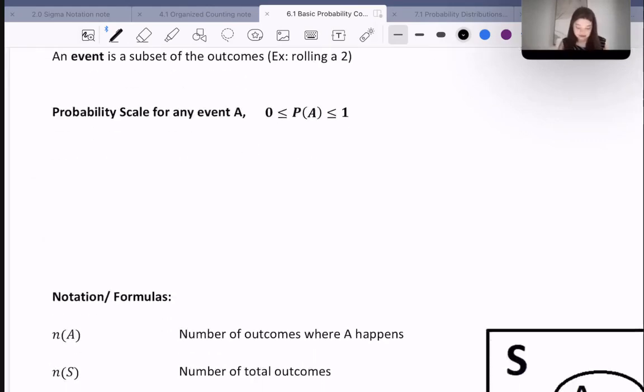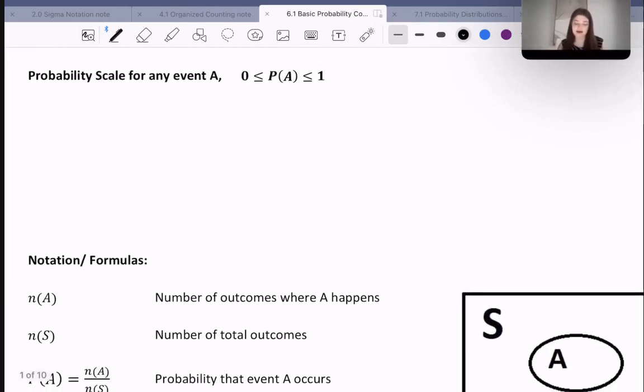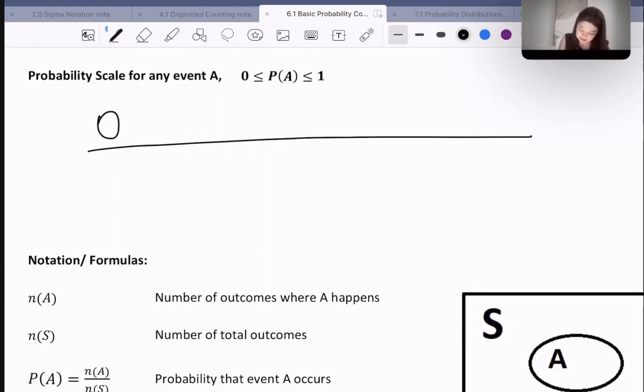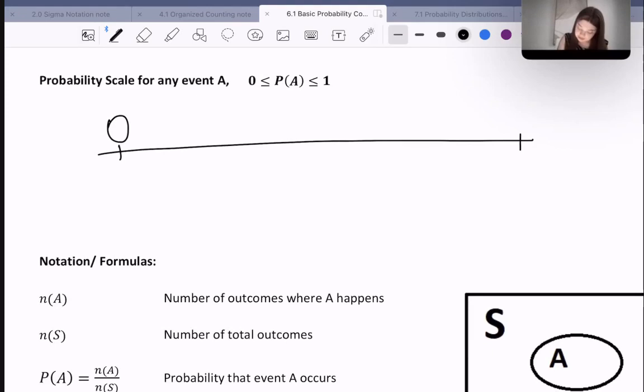So let's talk about the probability scale for any event A. There's a scale here that starts from 0 and ends at 1. If the probability is 0 for something, that means the event is impossible, right? Let's say that the probability of something happening is 1. That means the event is certain.